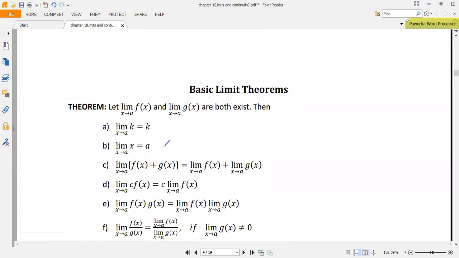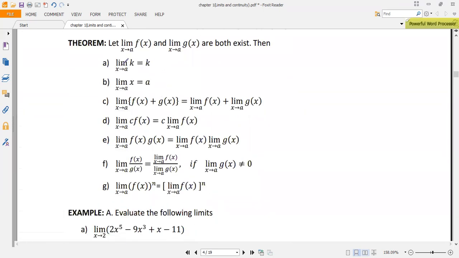The other one is basic limit terms. So given that the limit of the function f(x) and the limit of the function g(x) exist as x approaches a, then the limit of a constant is the constant. The limit as x approaches a of x is a, and the limit of the sum of these two functions is the sum of the limits. And the limit of a constant times the function is the constant times the limit of the function.